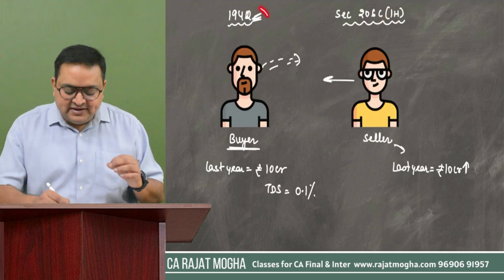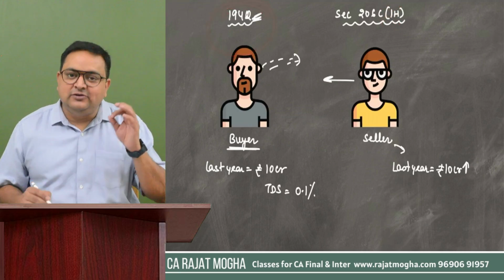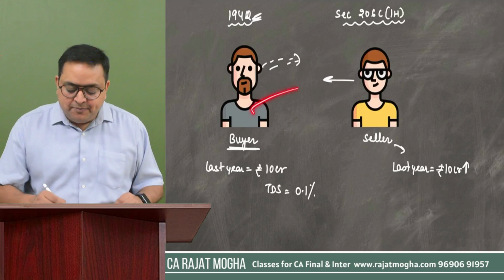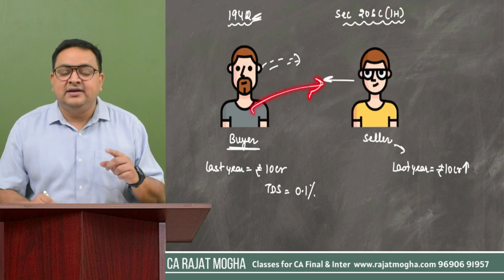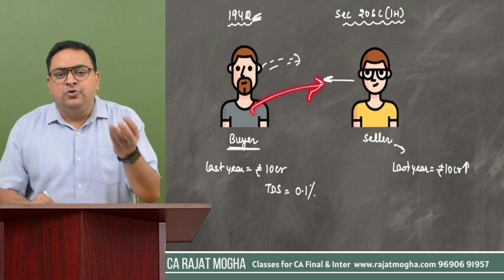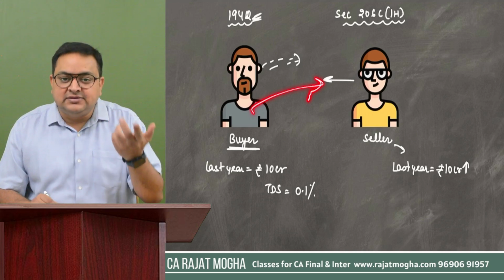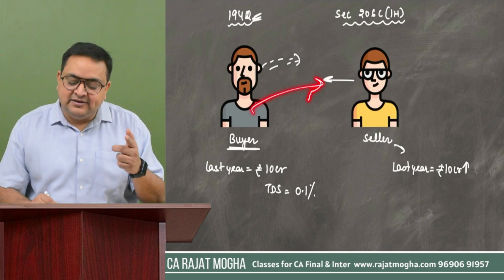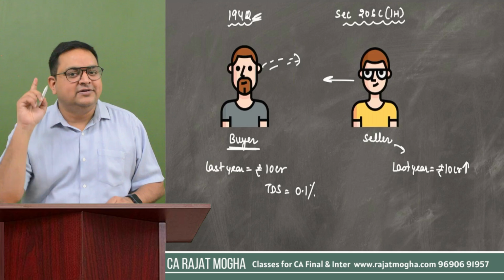The same thing is mentioned in 194Q also. If you read 194Q, it says that if you are purchasing anything like alcoholic liquor, mineral, coal, lignite, iron ore, or tendu leaves or other forest produce, in that case also, the TCS provision will apply, right?